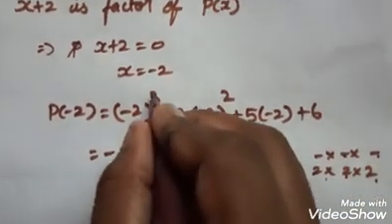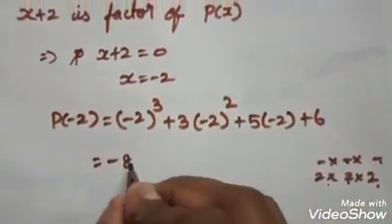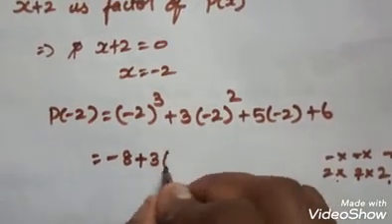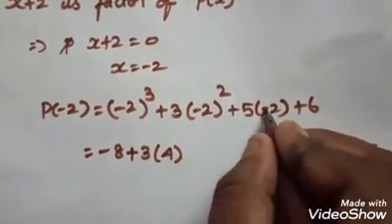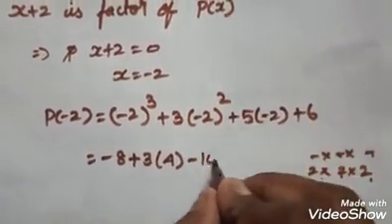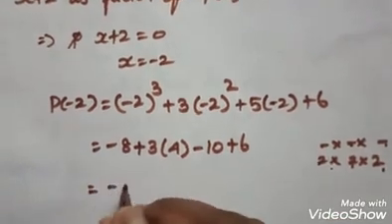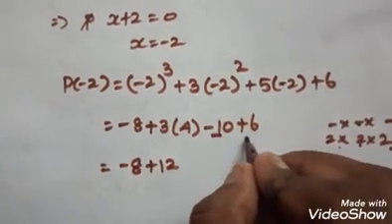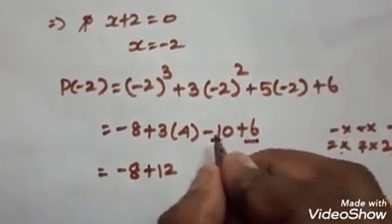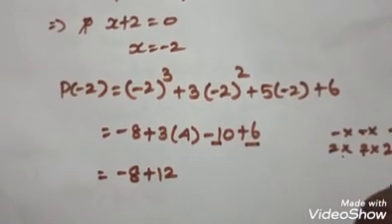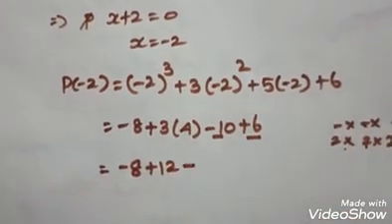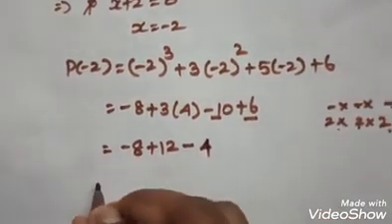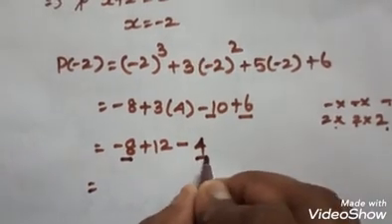So minus 2 whole power 3 can be written as minus 8. Plus 3 into minus 2 whole power 2: minus into minus is plus, 2 twos are 4, so plus 12. Plus into minus is minus, 5 twos are 10, so minus 10 plus 6. These are different signs, so you have to subtract. Here 10 is bigger, so the answer becomes negative. So 10 minus 6 is 4, and then minus 8 minus 4.